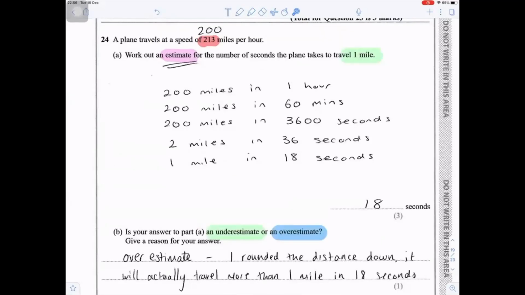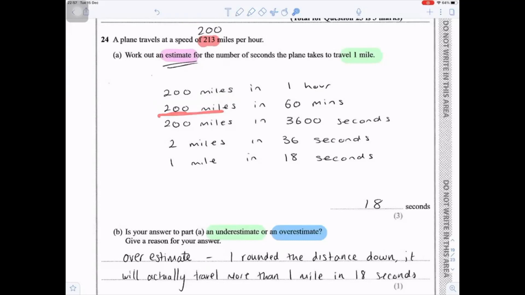Question number 24. A plane travels at a speed of 213 miles per hour. Work out an estimate for the number of seconds the plane takes to travel 1 mile. Because we want to work out an estimate, you would write 213 as 200 to one significant figure. So that means 200 miles in 1 hour.